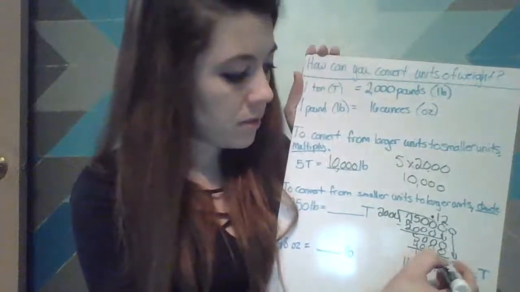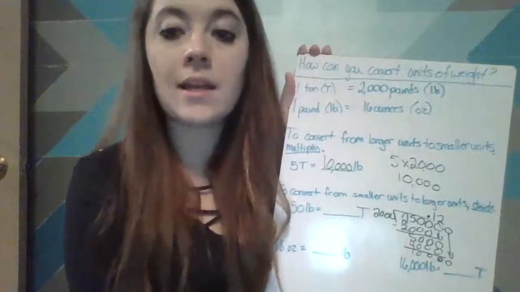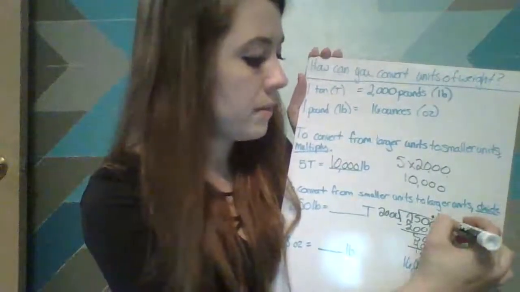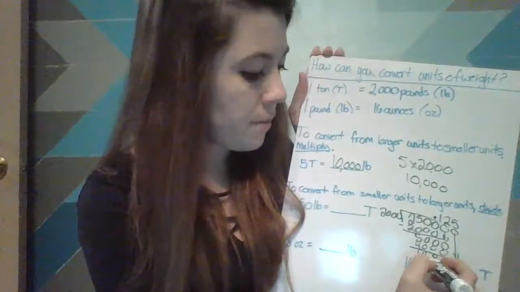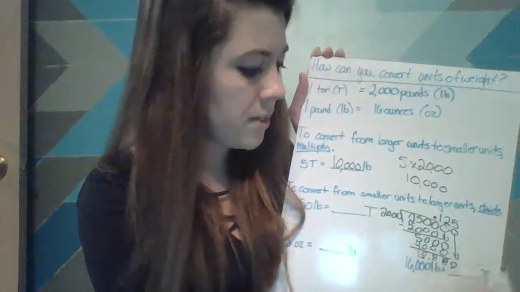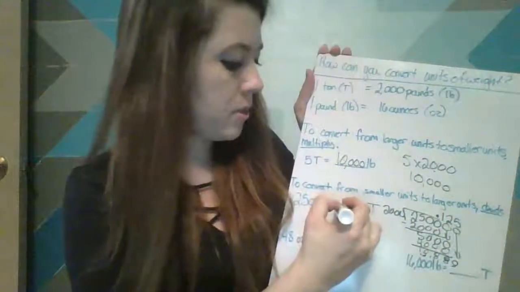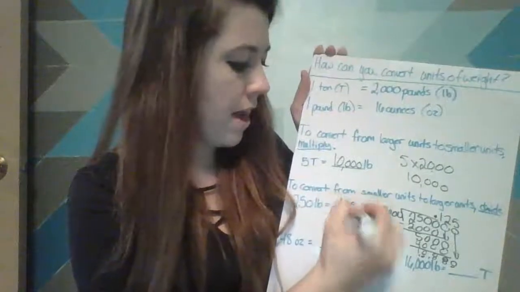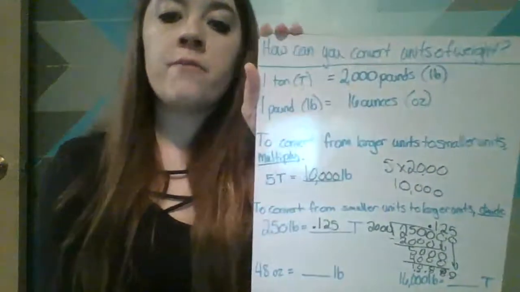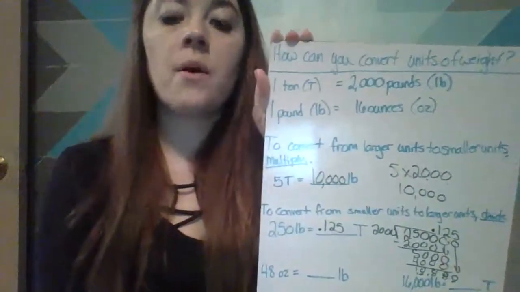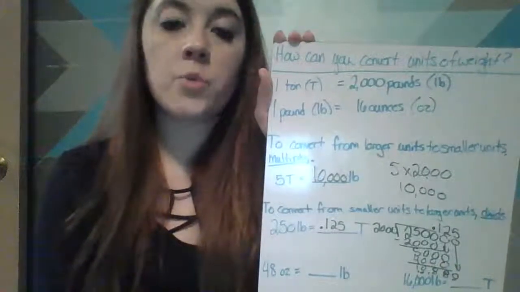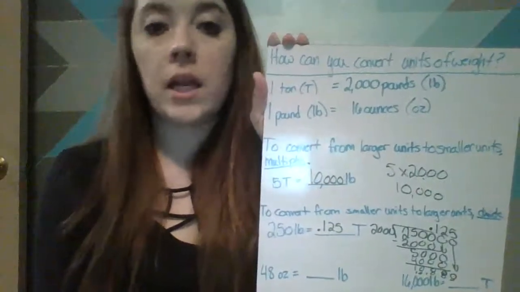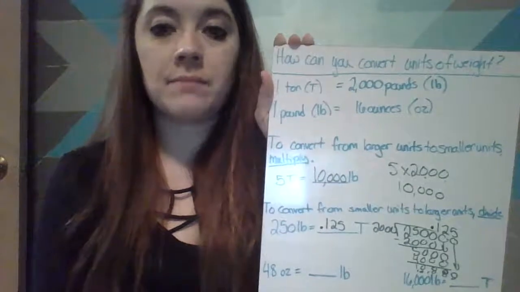Can 2,000 go into 10,000? Yes, it can. It can go in 5 times. So that gets us a perfect 10,000. So this is 0.125, so 250 pounds is the same thing as 0.125 or 125 thousandths of a ton. So a very small amount of a ton.